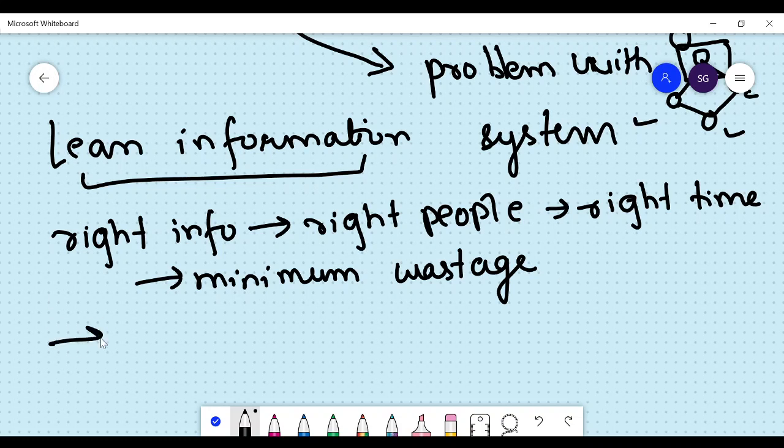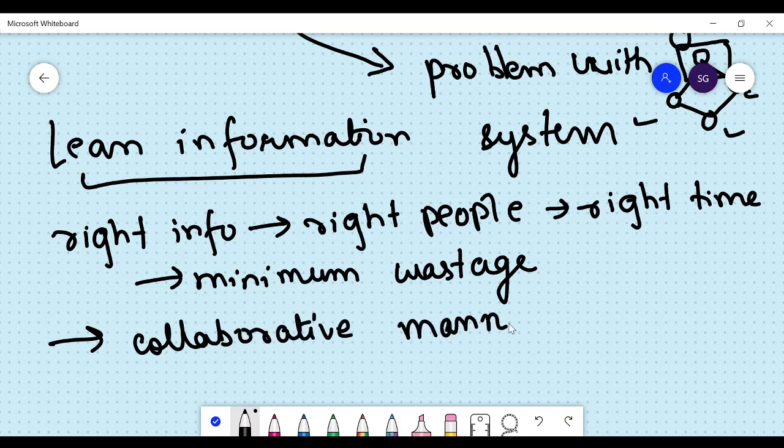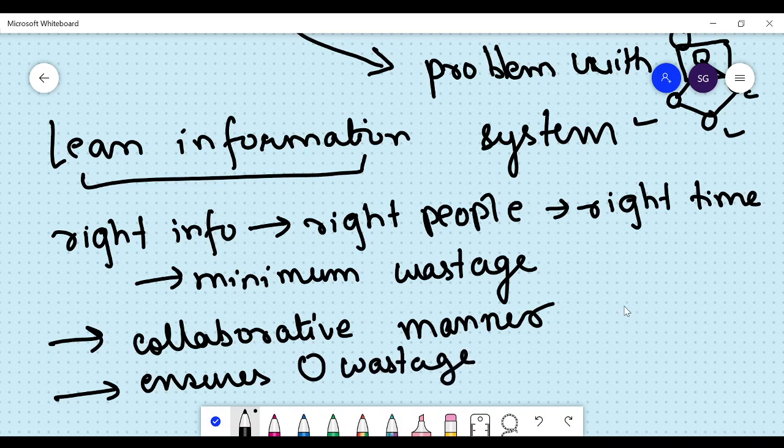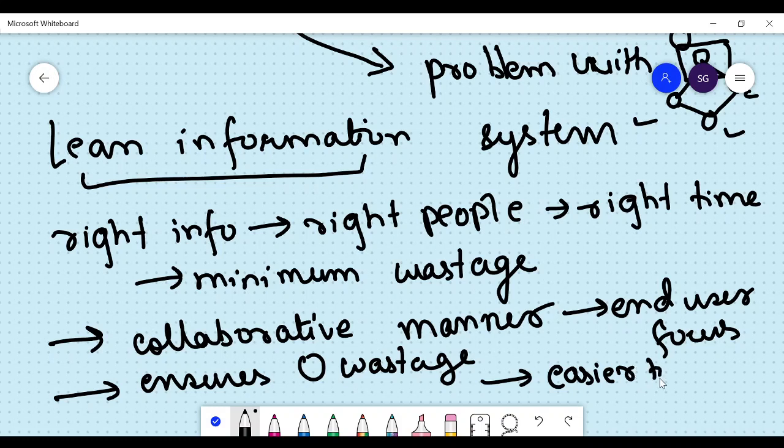So the advantages of this is it helps to work in a collaborative manner, ensures zero wastage or minimum wastage, end user focus is ensured, it makes it easier to understand, in short it is simple.